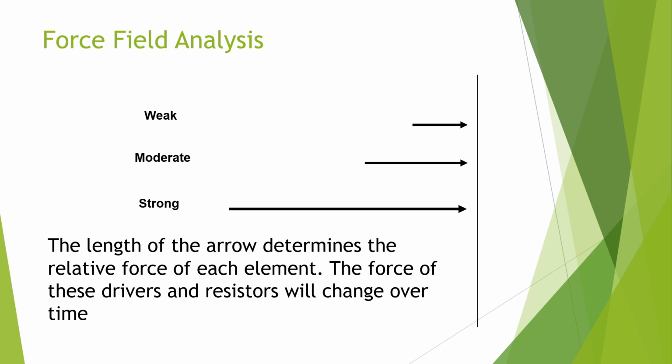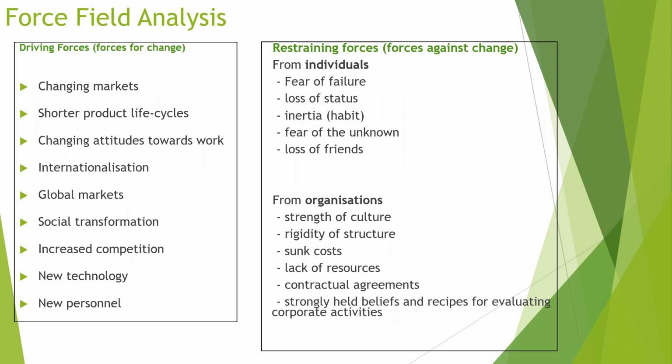So another thing that we have to look at are the lengths of the arrows, and the lengths of the arrows determine the force of each element. So you've got to think for yourself, is this particular driver or resistor really strong, in which case you would give it a big arrow, or relatively weak and it's not going to have a huge impact on the change, and that's where you would give it a smaller arrow. Here are some examples on this slide just of drivers for change, different things you could look at here.